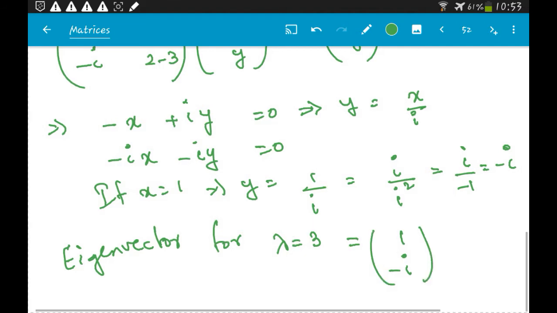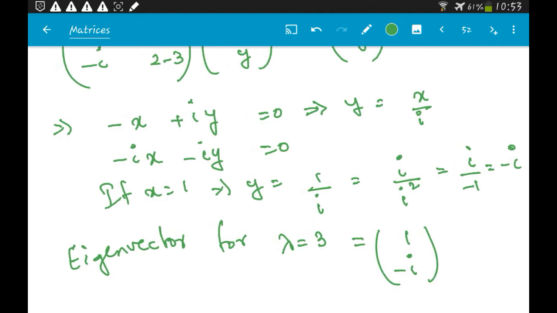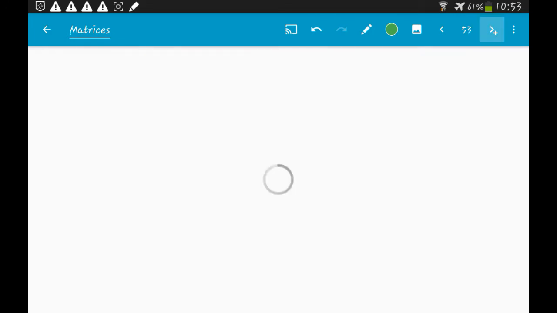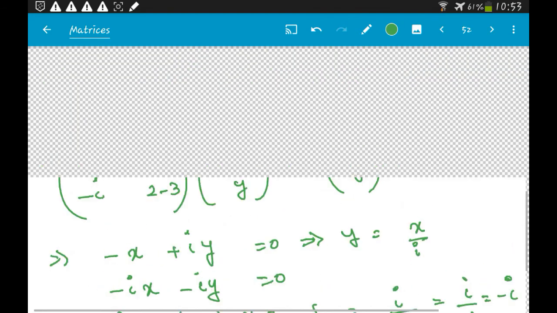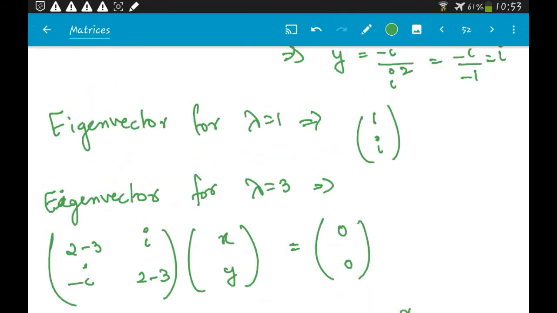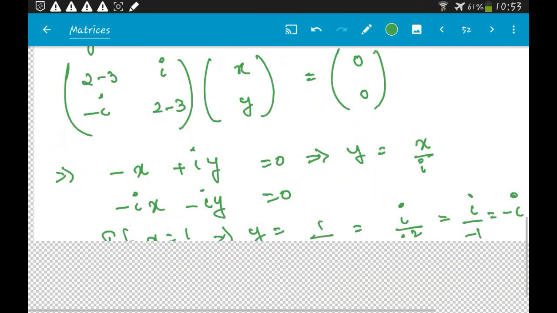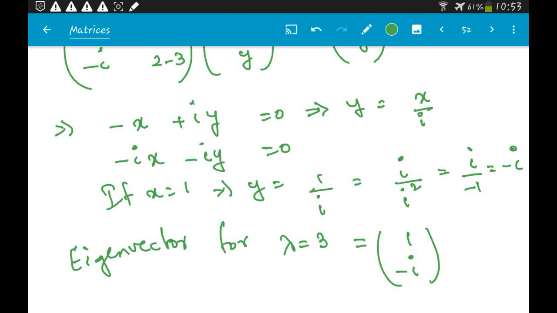Now we also need to get unit eigenvectors, because if we don't, we will have a problem later when we try to diagonalize it. So what were the eigenvectors? For lambda equals 1 it was 1, i, and for lambda equals 3 it was 1, minus i.